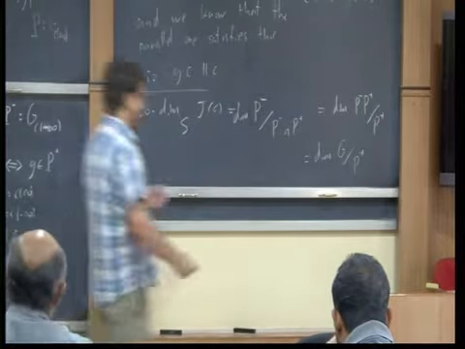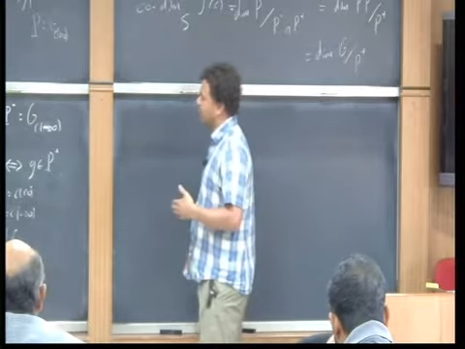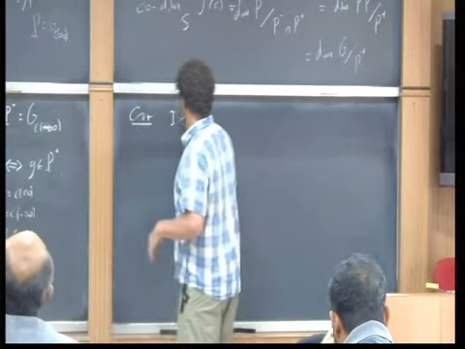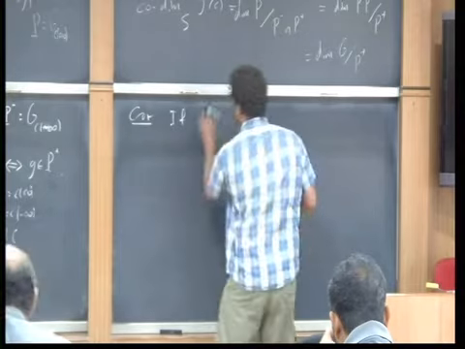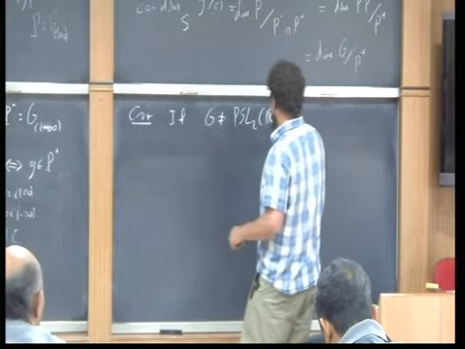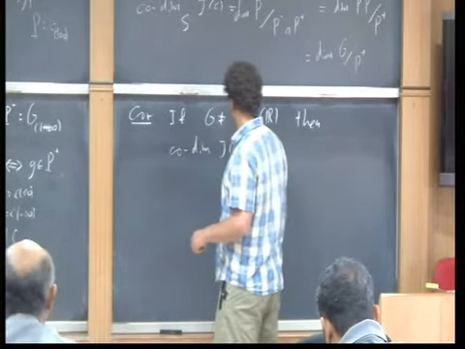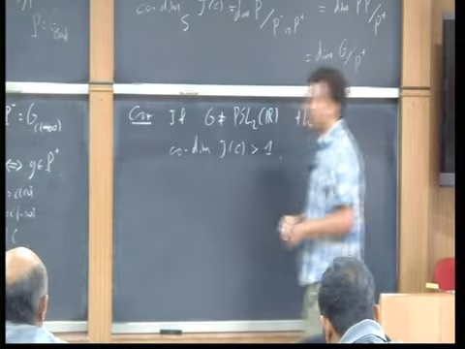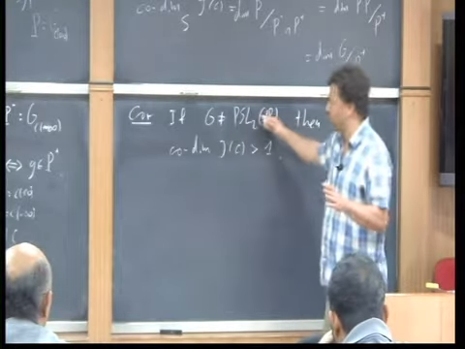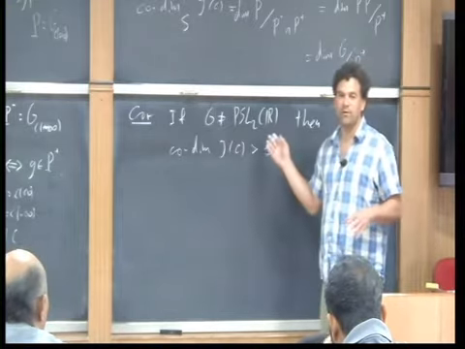What is the corollary of the proposition? The corollary is that if G is not PSL2(R), then the codimension of J(C) is bigger than 1. At least if G is simple and it's not SL2(R), because the only group that has a parabolic subgroup of codimension 1 is SL2(R).